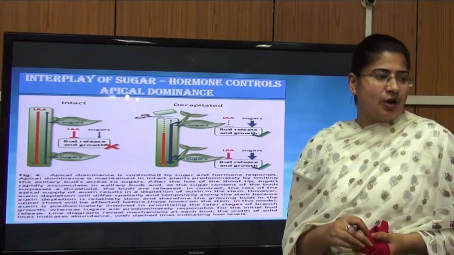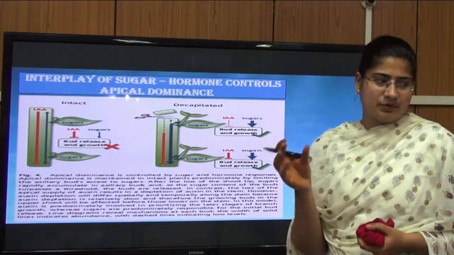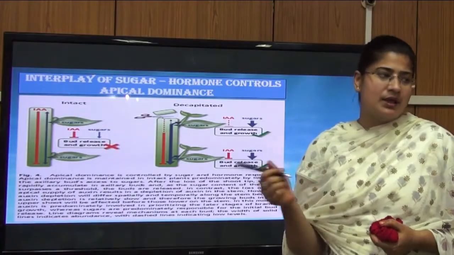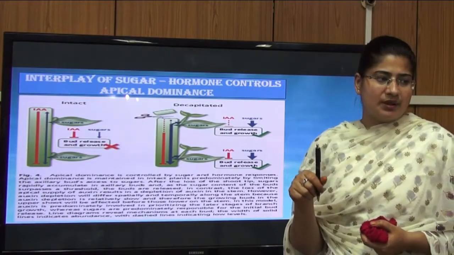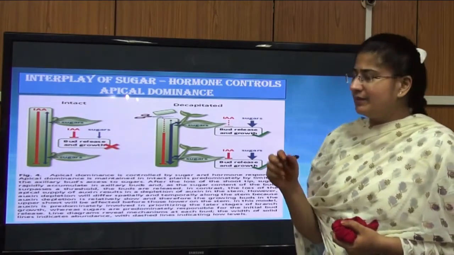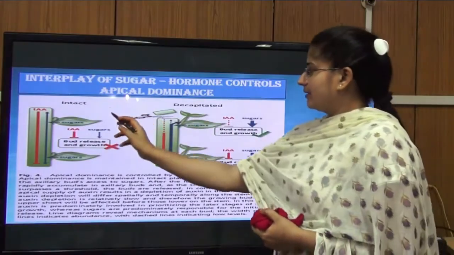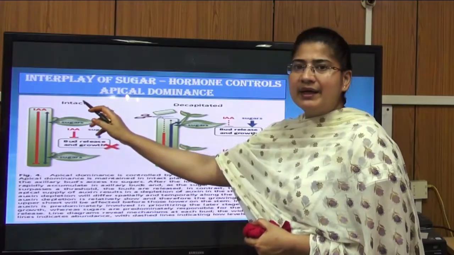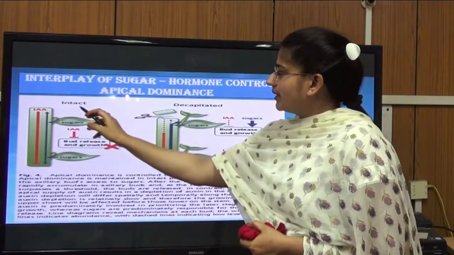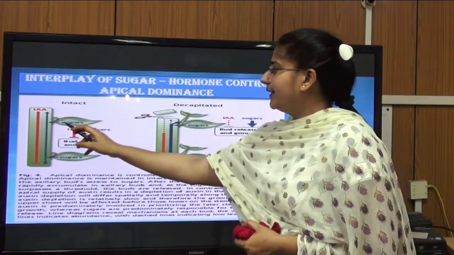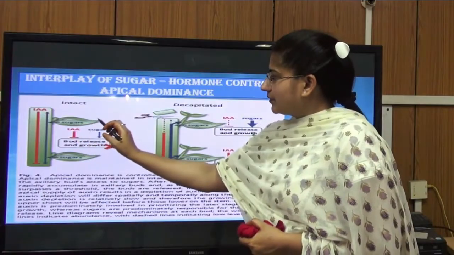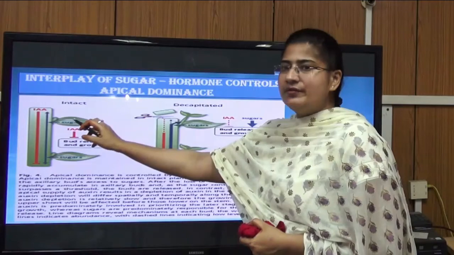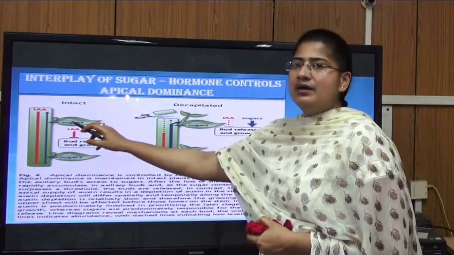Now this apical dominance, or growth of the lateral bud, is because of the interaction of sugar and hormone. There is an interplay of sugar and hormone to control apical dominance. If the apical bud is intact, then the sugar will shift towards the apical bud. But if the apical bud is removed, then sugar will accumulate in the lateral bud, and because of the presence of sugar, a large amount of water will move to it, and this will result in eruption of the lateral bud.